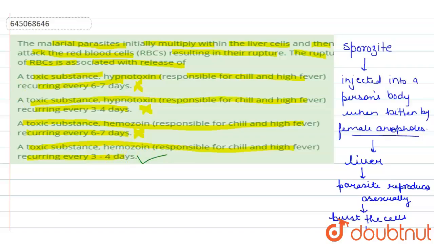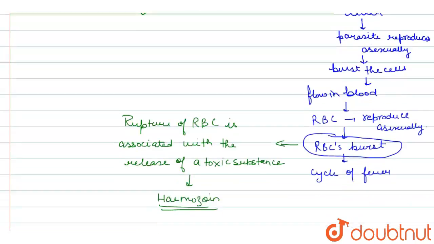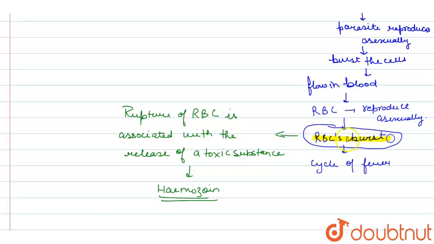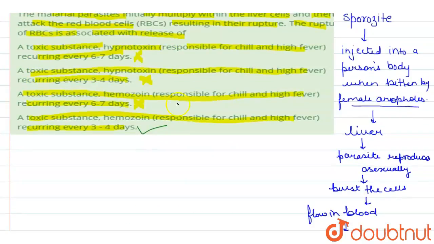Because over here we discussed that the rupture of RBC is due to the toxic substance known as hemozoin, and we studied that the cycle of fever is recurring every 3 to 4 days. So from the given options, we can say that option number 4 is the correct answer. I hope I have solved the question.